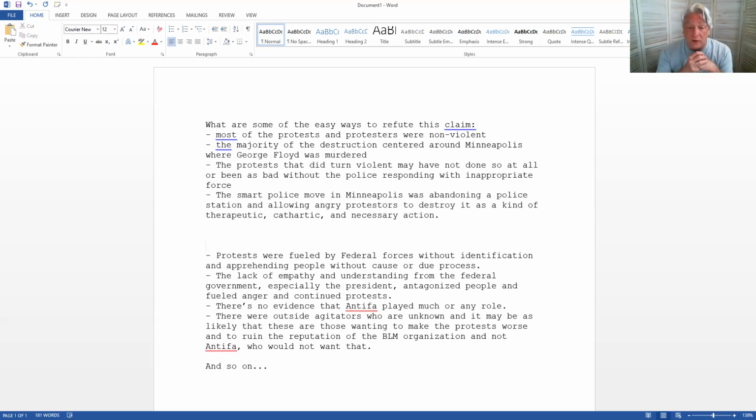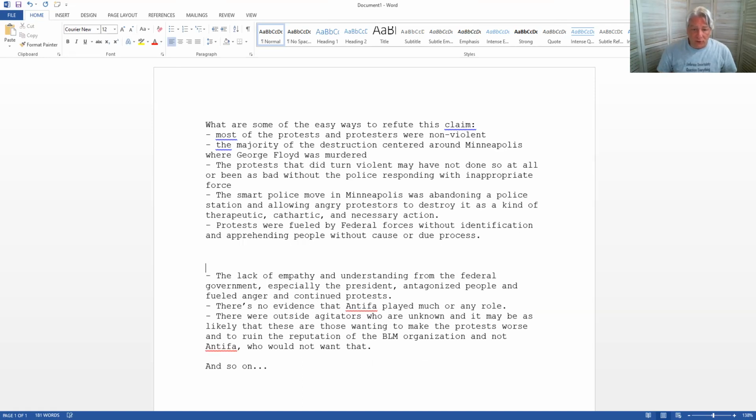The smart police move in Minneapolis was abandoning a police station, allowing angry protesters to destroy it as a kind of therapeutic, cathartic, and necessary action. So early in the protests, one of the worst examples of destruction of property and violence was an angry mob that completely destroyed a police station. The police abandoned it and left it to the mob to destroy. And some people have argued this was a necessary therapeutic, cathartic action. If you don't know what cathartic means, you can look it up. Important thing for them for healing.